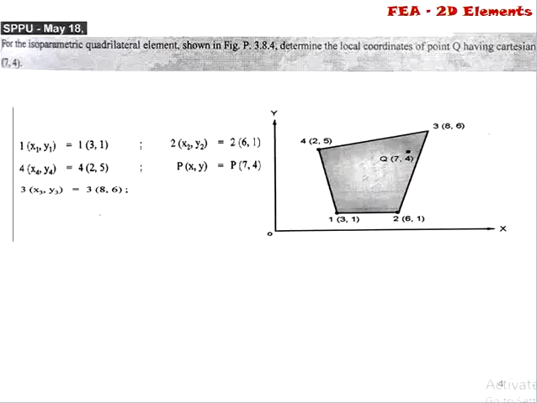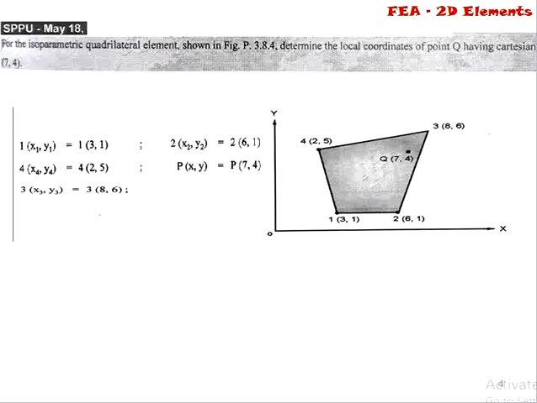We will take one numerical which was asked in Pune University, May 2018. According to the problem statement, the isoparametric quadrilateral element, that is LSR, or we can say linear strain rectangular element, is as shown in the figure. Determine the local coordinates of point Q having Cartesian coordinates 7 and 4. So Q has two coordinates, one in terms of x and y, and the second in terms of psi and eta.